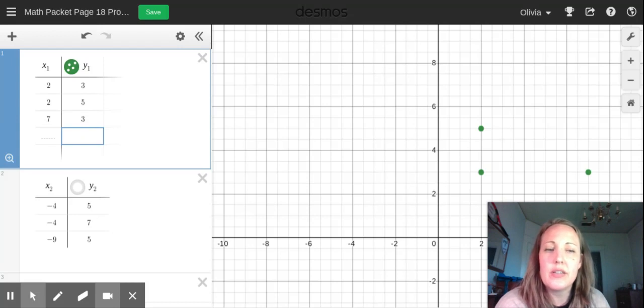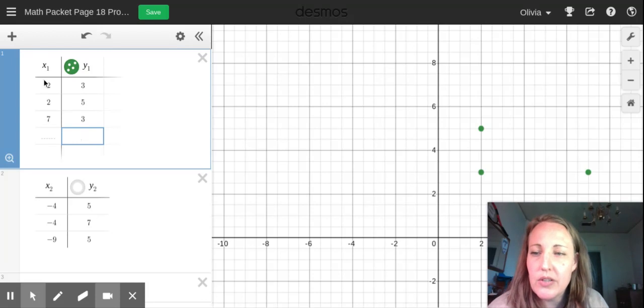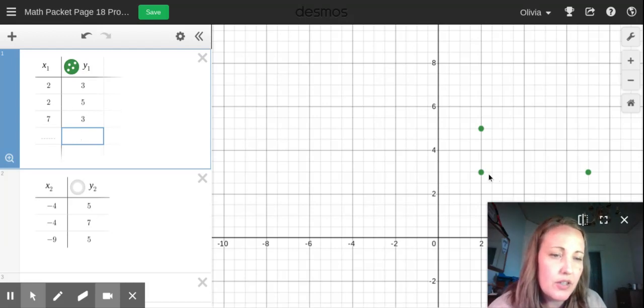You have in your packet that Donnie created a triangle. And so I created Donnie's triangle on Desmos here using a table. So his ordered pairs are (2, 3), (2, 5), and (7, 3). Okay, so here's his triangle. Here's those 3 points that he had.